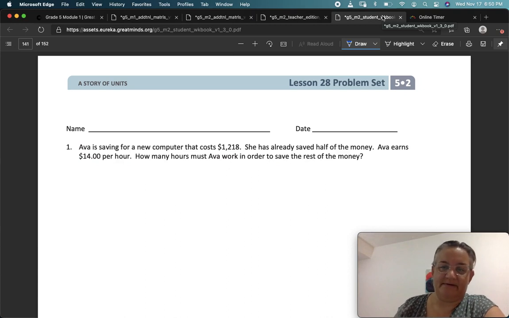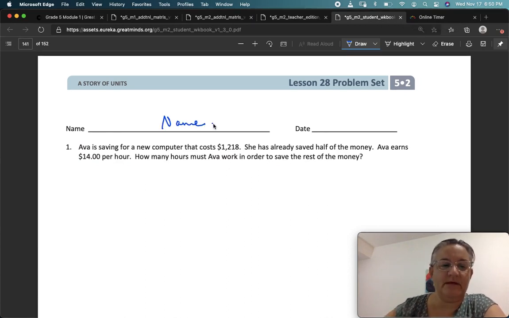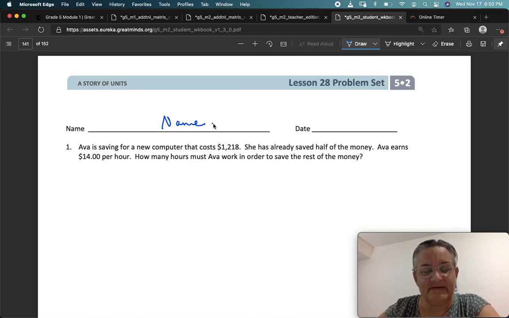First story problem. Name on your paper. Number 1, Ava is saving for a new computer that costs $1,218. She's already saved half of the money. Ava earns $14 per hour. How many hours must Ava work in order to save the rest of the money?